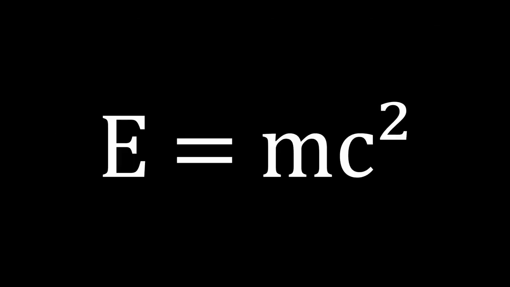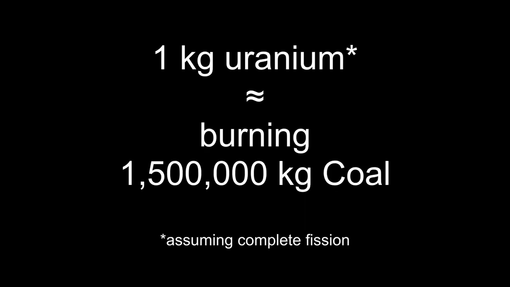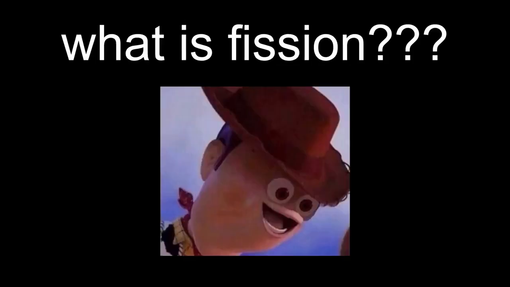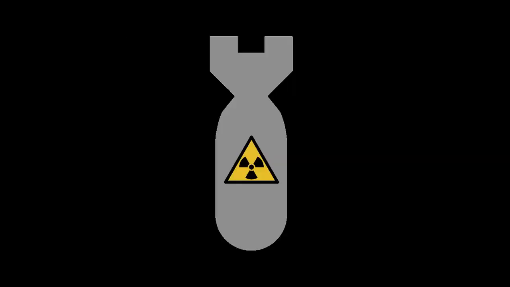Oh yeah, by the way, energy and mass are kind of the same thing, he added, which explains why atom bombs are so freaking powerful. According to this formula, even just tiny atoms can release a humongous amount of energy by giving up just a fraction of their mass during fission. What is fission? It's the same thing Oppenheimer used to make this thing go boom.